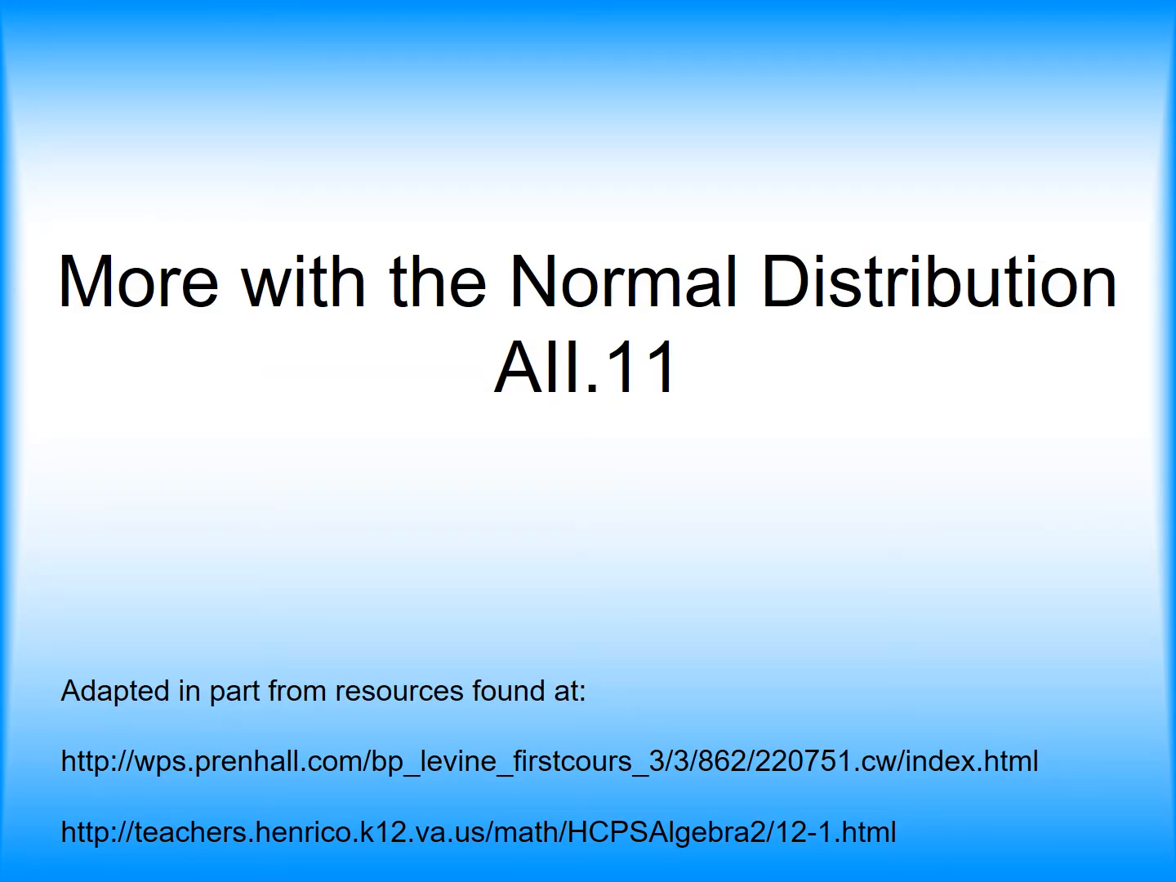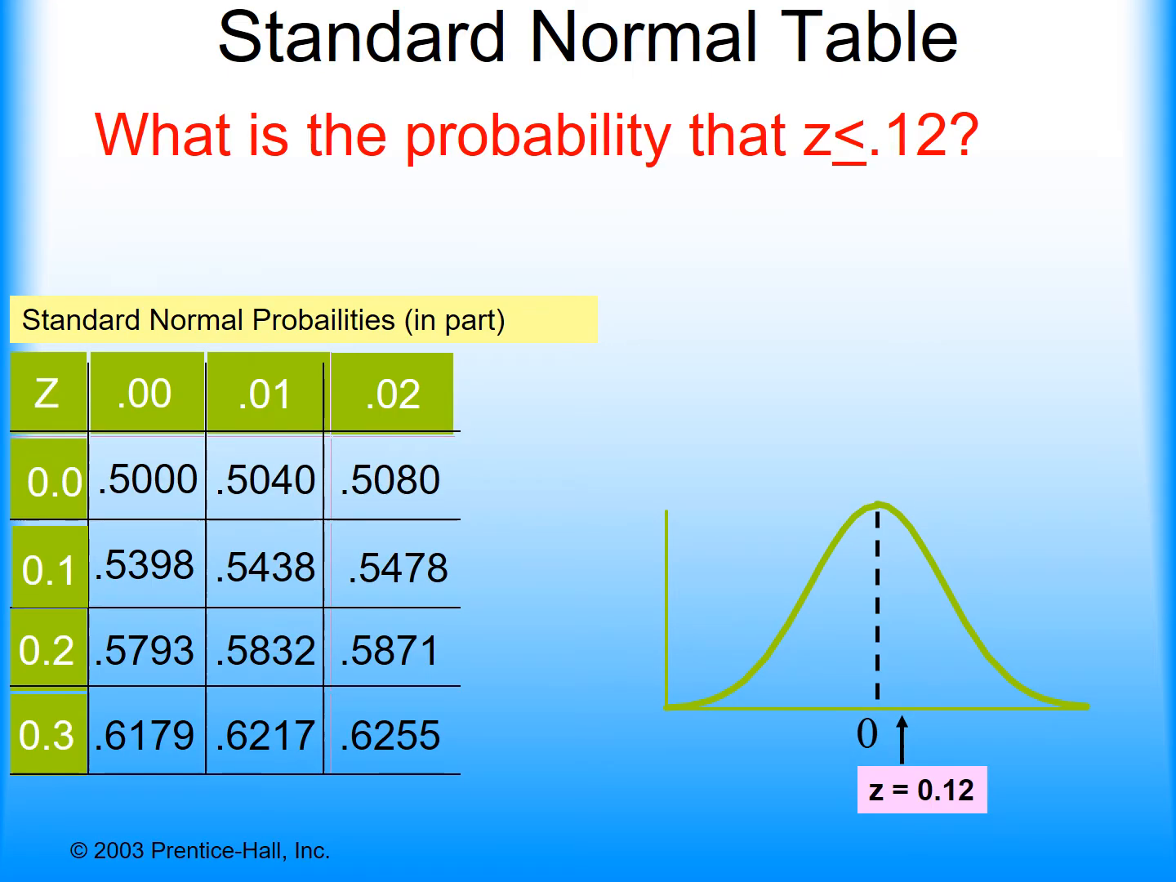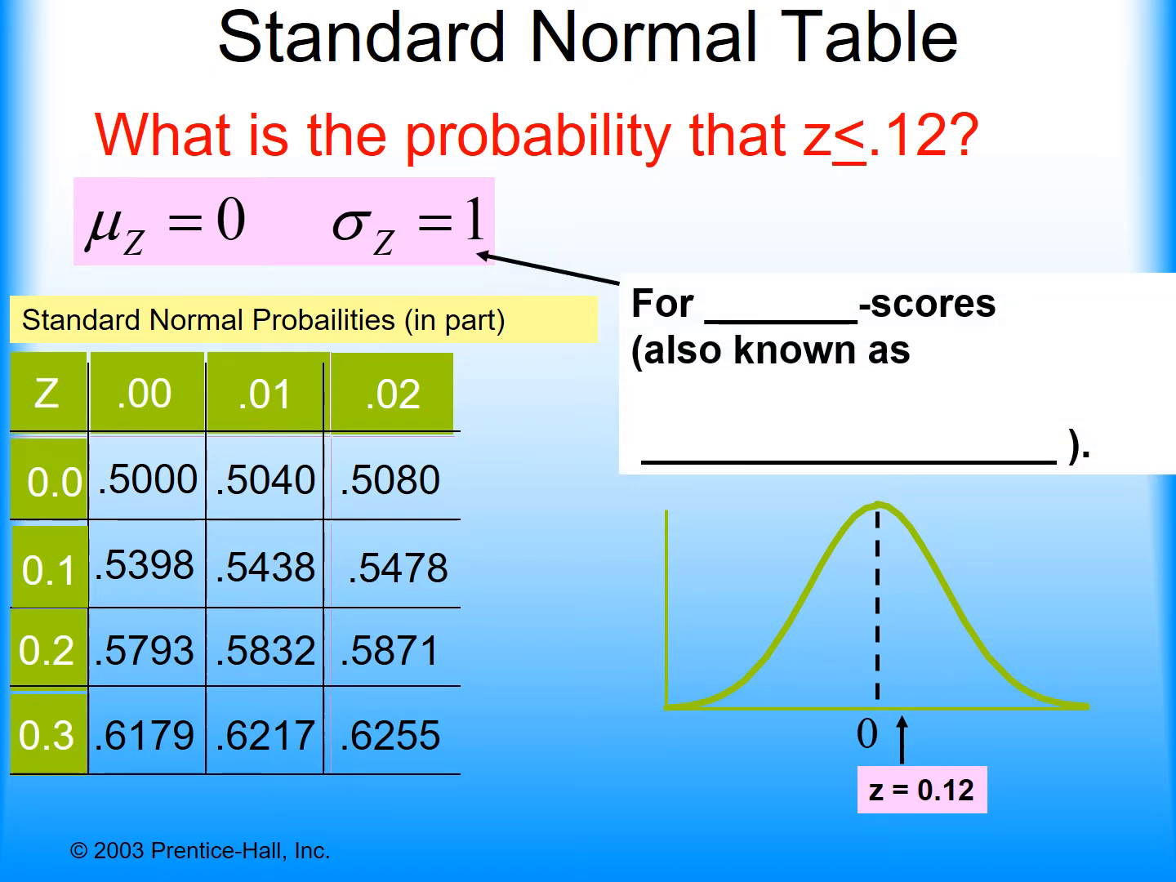Here's our lesson, more with normal distributions. We're going to go into normal distributions and the standard normal table. There's a table that will be provided to you on the SOL. You can be asked the question, what's the probability that your z-score is less than 0.12? Anytime you're looking at this table, your mean is 0 and your standard deviation is 1.